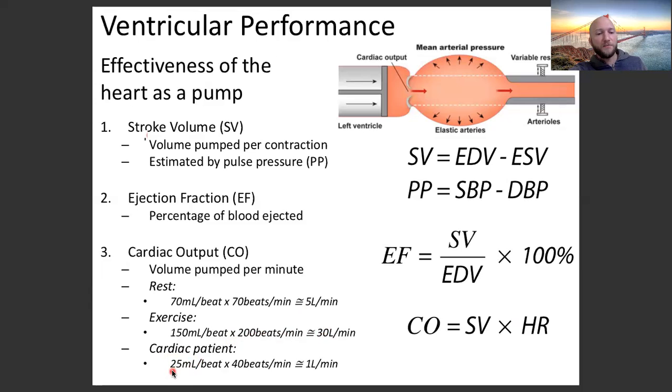Cardiac patient, 25 milliliters per beat. That's a really low stroke volume. So something's definitely wrong with this patient's stroke volume. 40 beats per minute. That's a really low heart rate. About 1 liter per minute. So this person's definitely having issues with pumping their blood. Cardiac output's only 1 liter per minute.